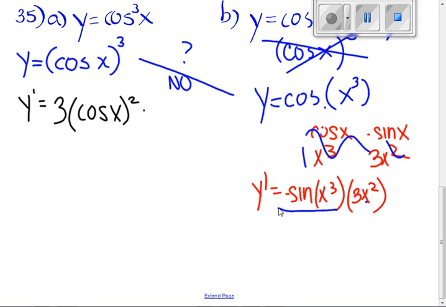Okay, so she did the derivative of the outside times. And what's the derivative there? That's right. That's all there is. Is it getting a little easier?